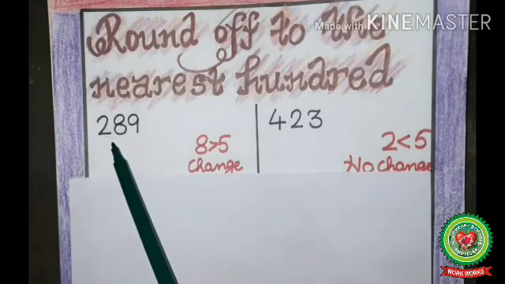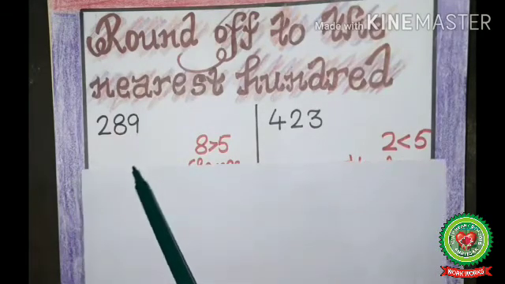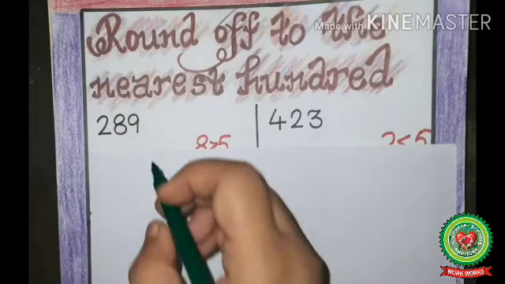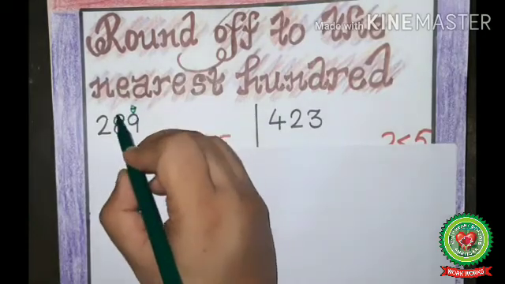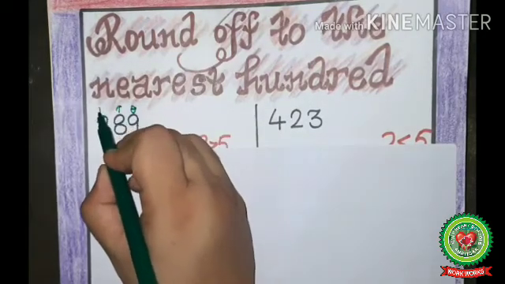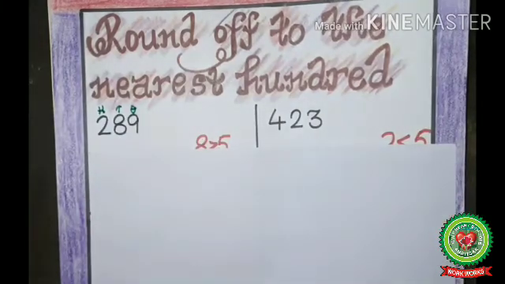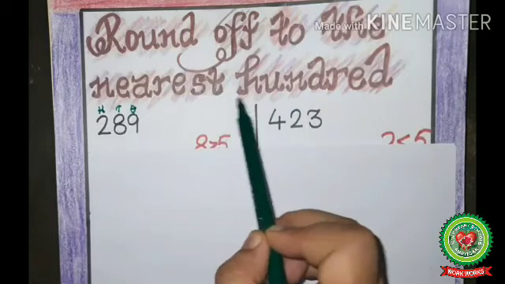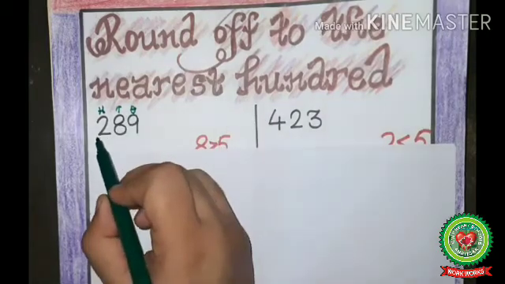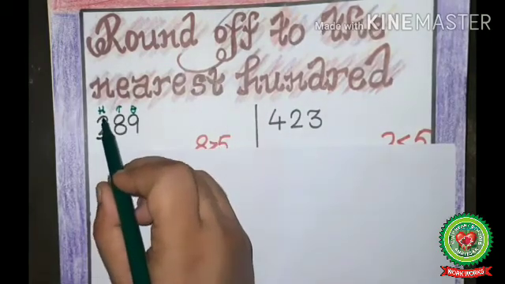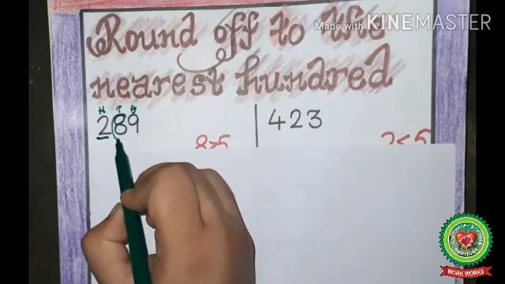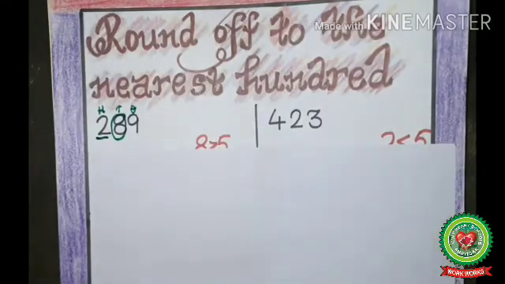Example number 1, 289. Again students, what is the first step? First step is write down the place value table: ones, tens and 100. Now students, I have to round off to the nearest 100. That means I will underline the digit which is at the hundreds place and circle the digit at the tens place.